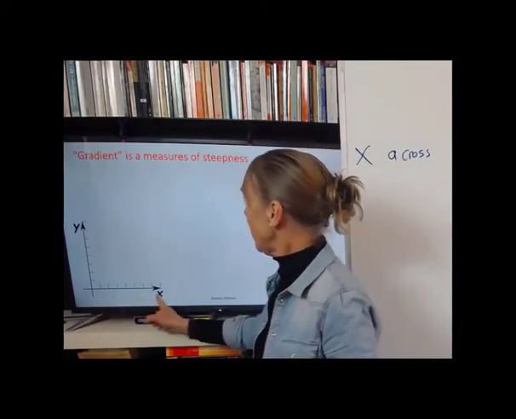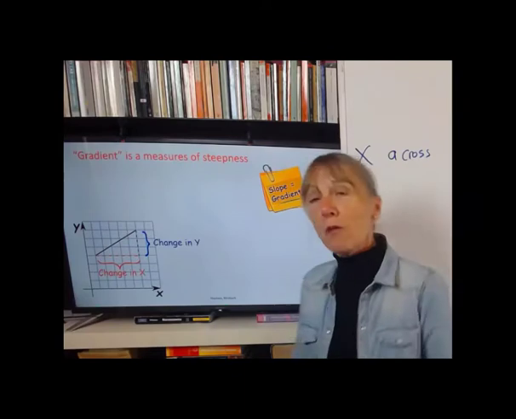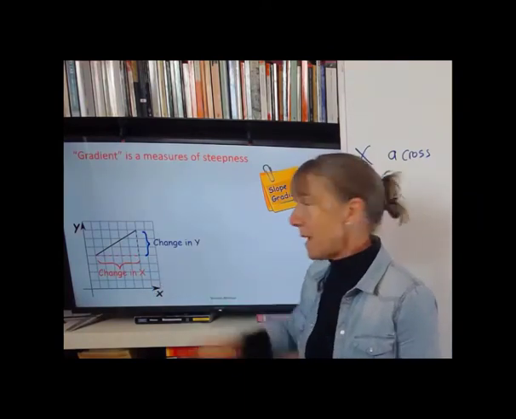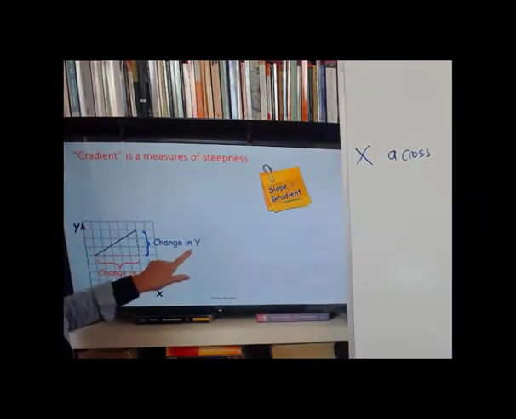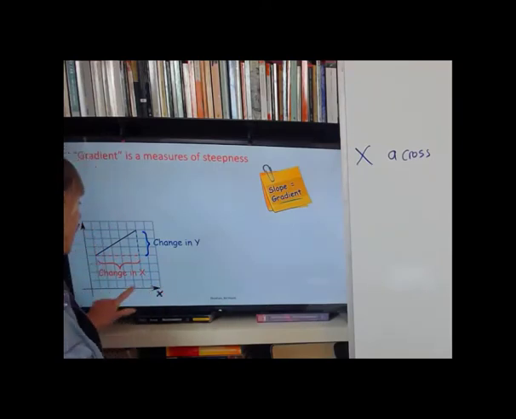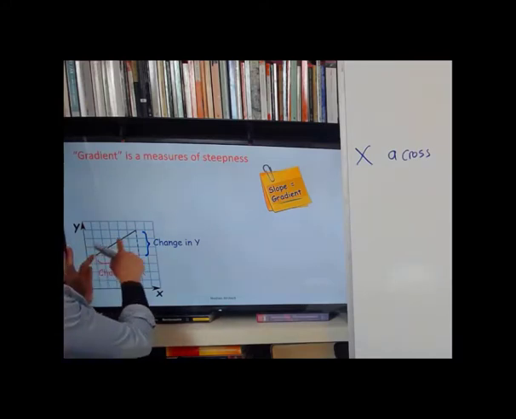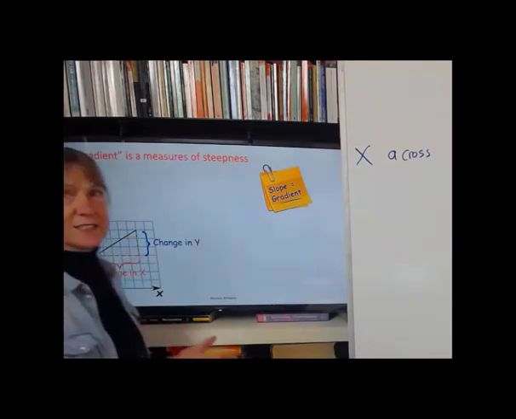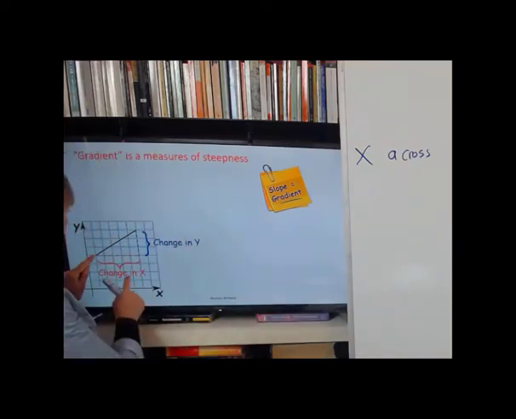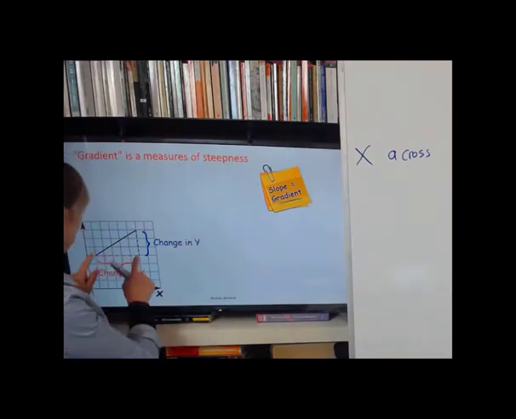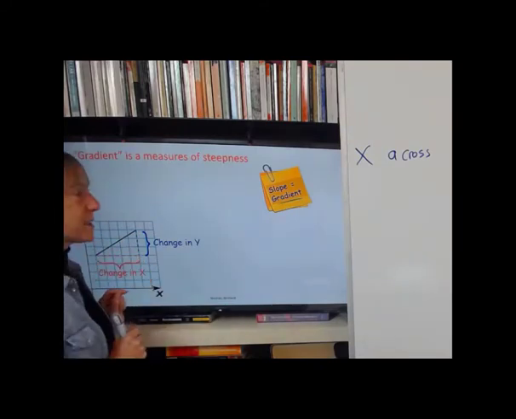So y and x. It turns out that gradient is measured as a ratio of the change in y over the change in x. So we calculate how much y has changed in a particular interval, say from there to there. We can see that y has changed by 1, 2, 3 units. Don't know what the units are. And x has changed by 1, 2, 3, 4, 5 units. So the ratio of the two gives us a measure of the steepness.